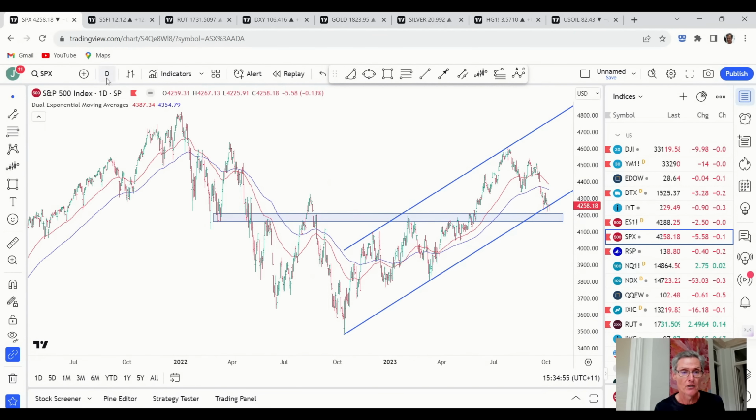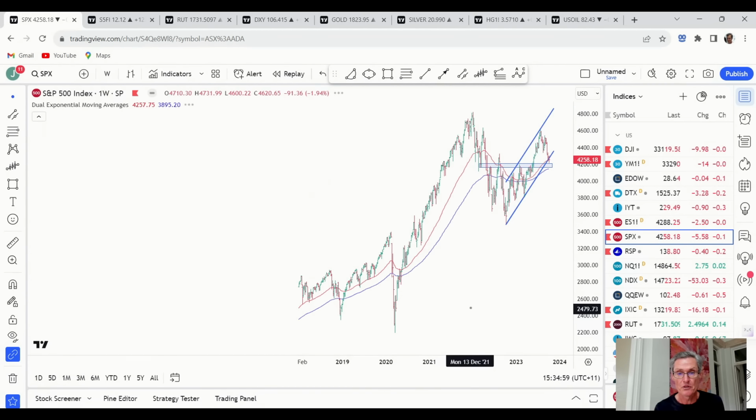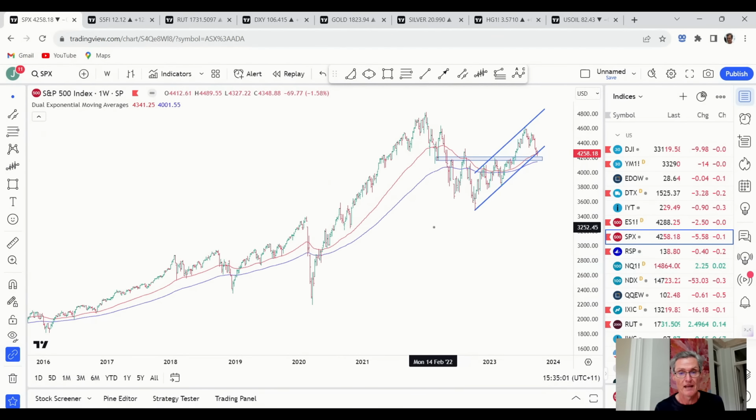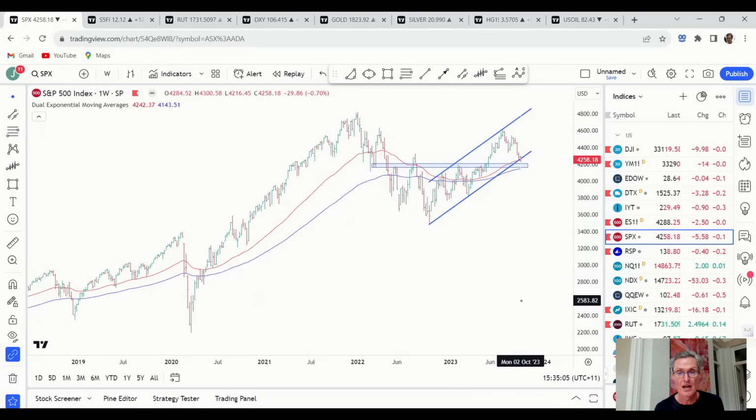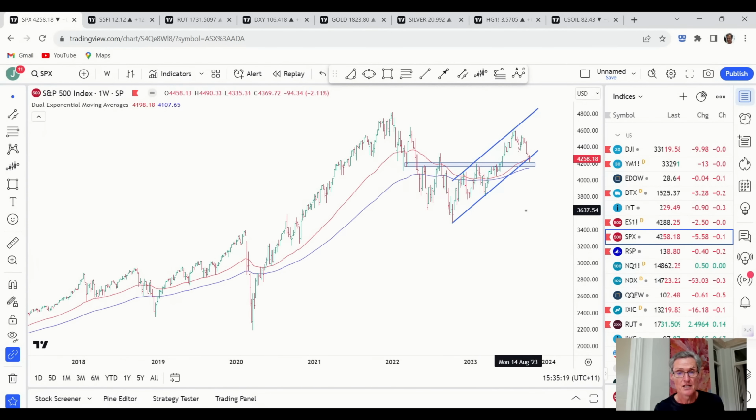Another thing to keep an eye on: I'm going to switch this over to a weekly chart. When we do this, the moving averages become weekly moving averages, so I have a 50 and a 100 week moving average. You can see the 50 week moving average is coming right up where price action currently is, and the 100 week is just beneath that 4,200 support region.